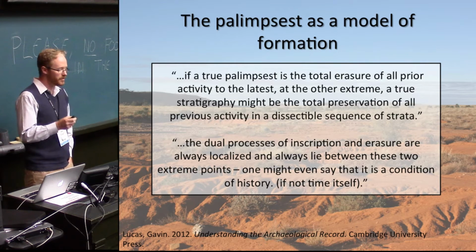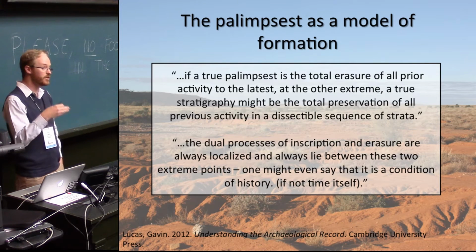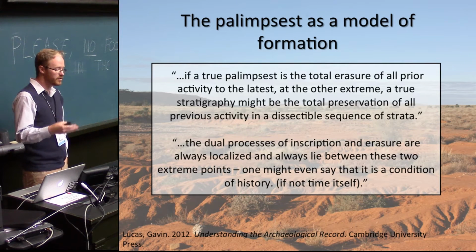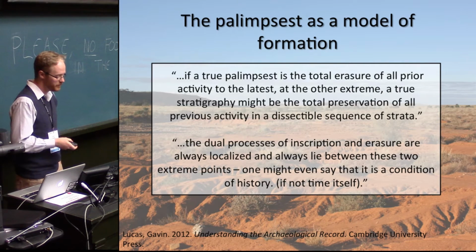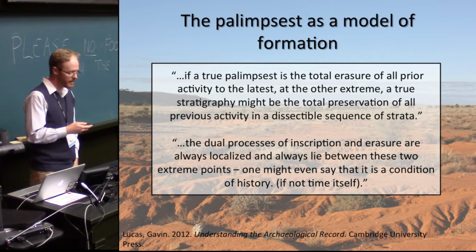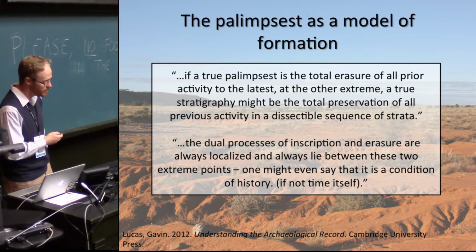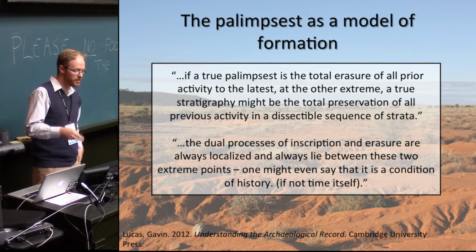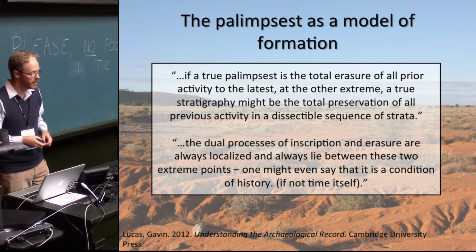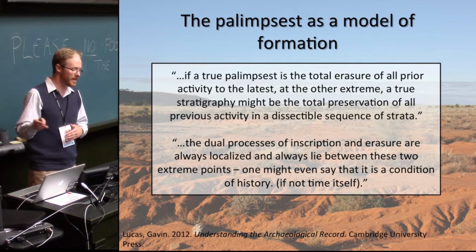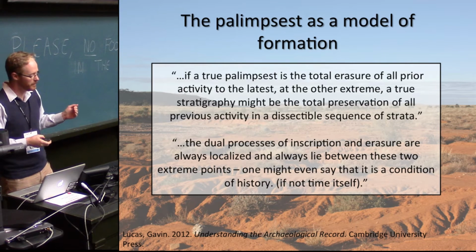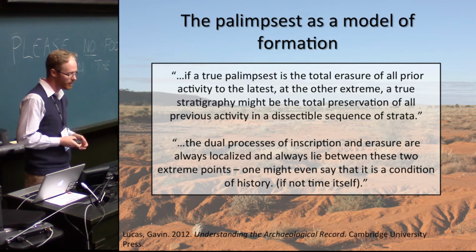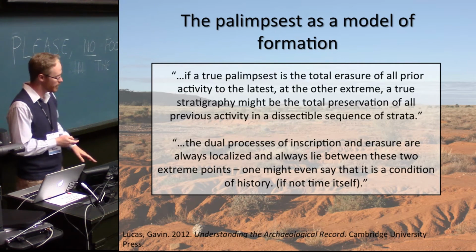To see anything on the surface, there has to be enough erosion so that things are not covered, but not so much that they become erased. Gavin Lucas, drawing on ideas from formation and time perspectivism, described these as two points along a spectrum between a theoretical true palimpsest and a true stratigraphy. And this provides a handy conceptual model for describing the formation of the surface record.